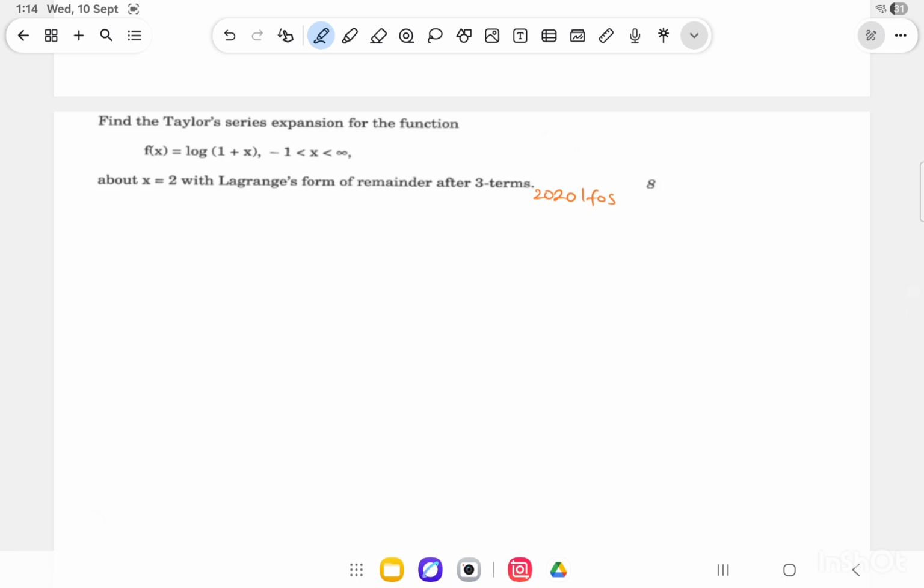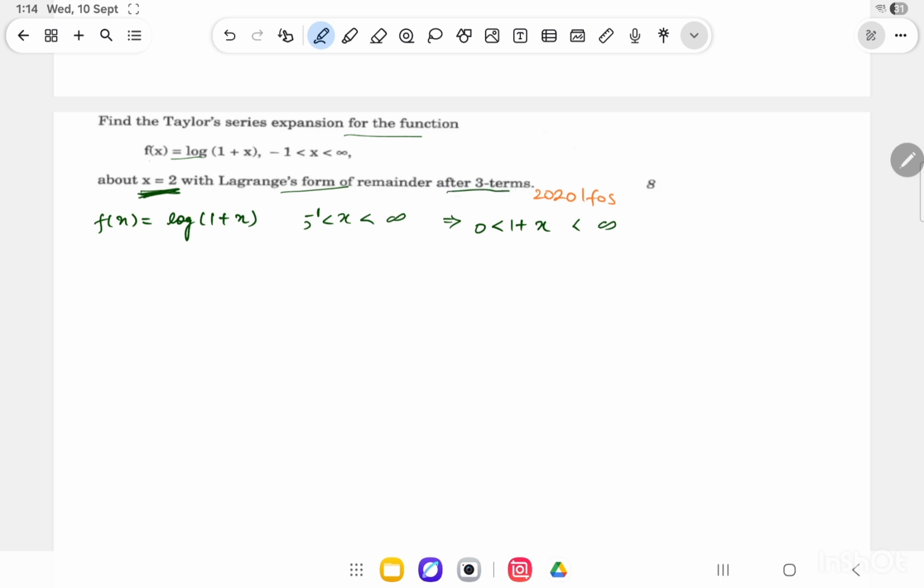So the next question says: find the Taylor expansion of the function f(x) equals log(1 plus x), where x lies between minus 1 to infinity. So from here I can say that 1 plus x will lie between 0 to infinity basically. So we are supposed to find the Taylor expansion about x equals 2 with Lagrange's form of remainder after 3 terms.